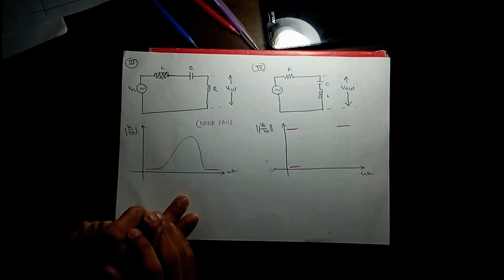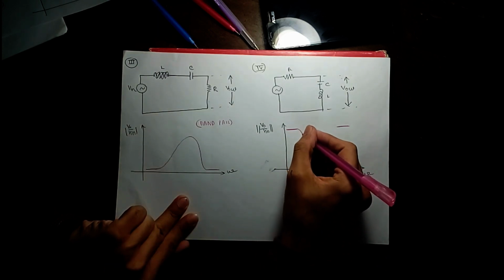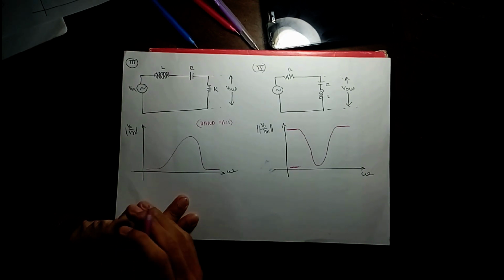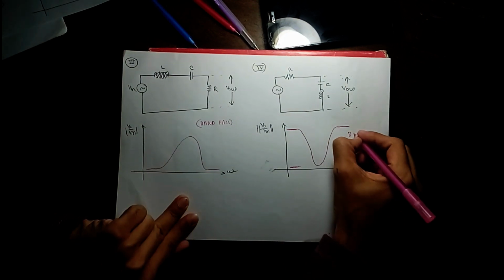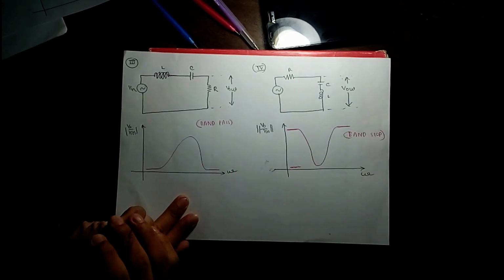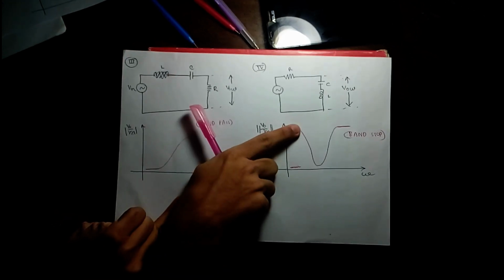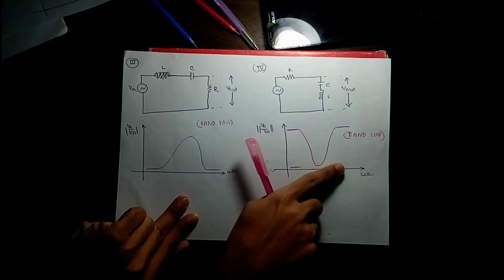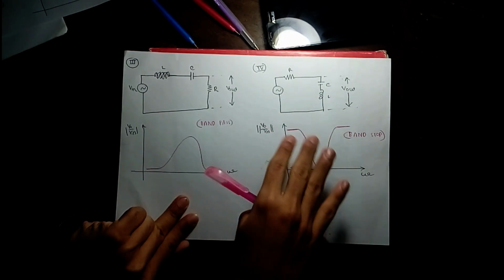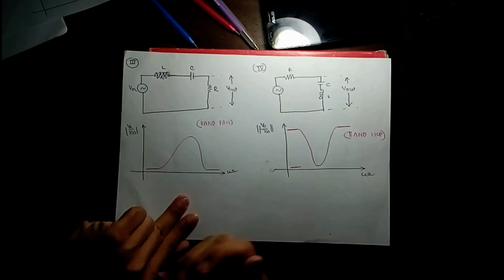And once you have known the extreme cases, you can easily get what will be in between. This is what we call as band stop filter. Why band stop? It is allowing all the frequency except some band. Except this band, it is allowing all the frequency. That's why it is called as band stop filter.